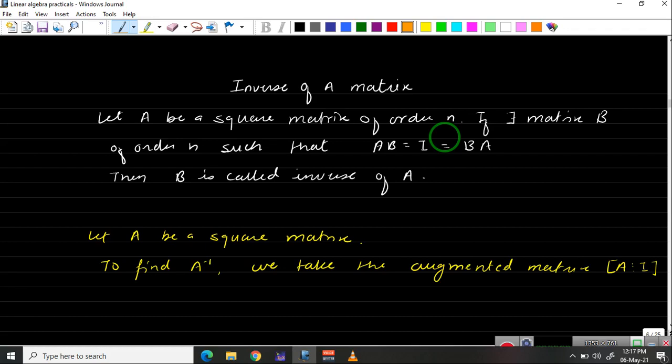Welcome learners, in part 2 of this video, we are looking at the inverse of a matrix by using row reductions. And this is the definition of an inverse of a matrix.